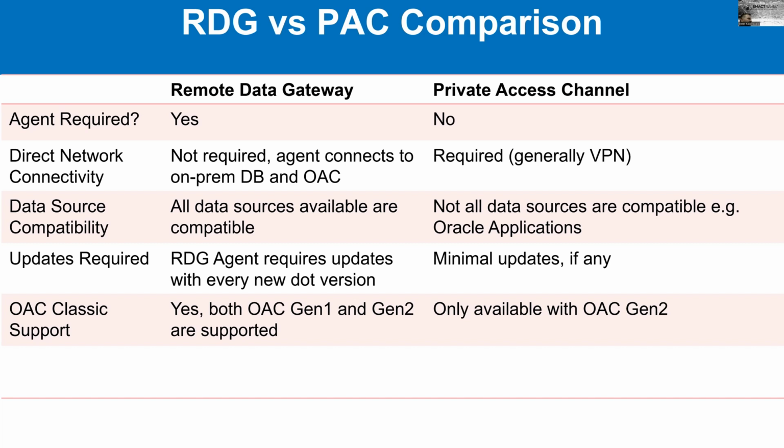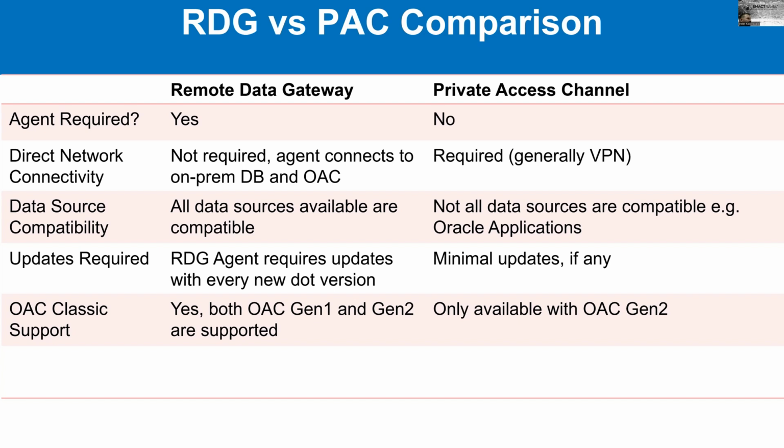Data source compatibility, I believe this is still pretty accurate as of the last time we checked. All data sources are available and compatible with RDG. Private access channel has a few data sources that are not compatible, like Oracle applications or Oracle ERP. RDG agent does require updates with every new dot version. I guess that would be the more recommended approach, to update the RDG version that's put out with every update that comes through for OAC. For private access channel, there are minimal updates required, if any, to the VPN software or the private access channel setup.